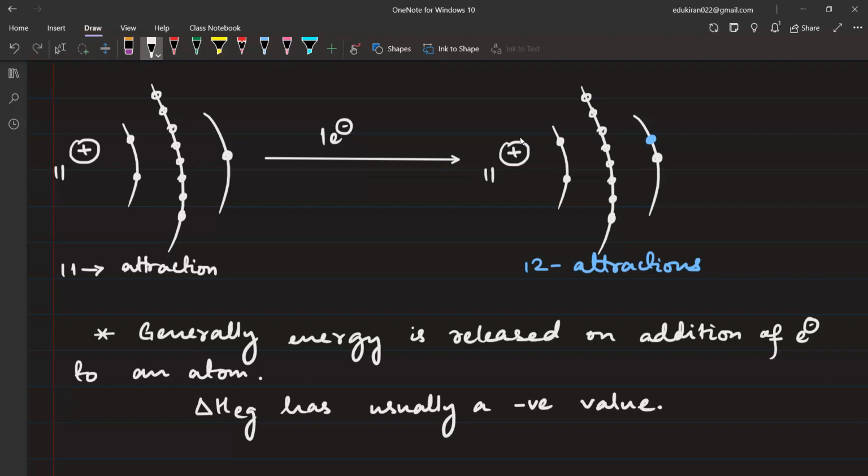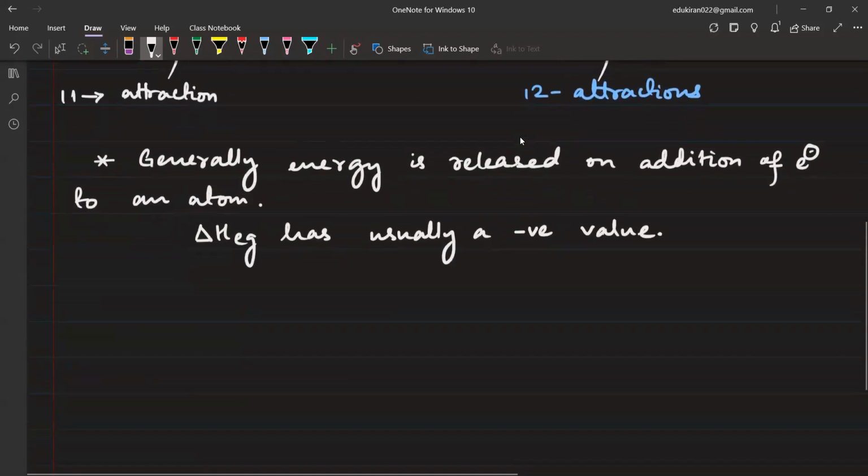The meaning of negative is that energy is released. Energy is released. Now, let us look at another case. Please see.